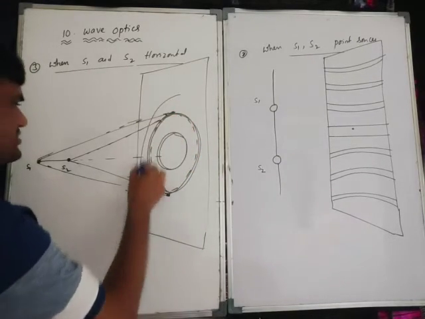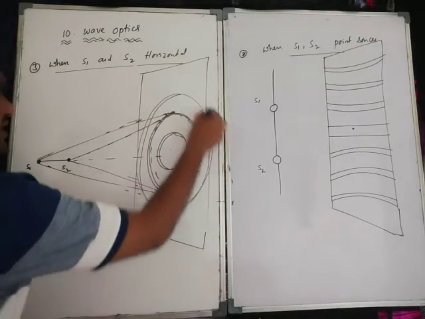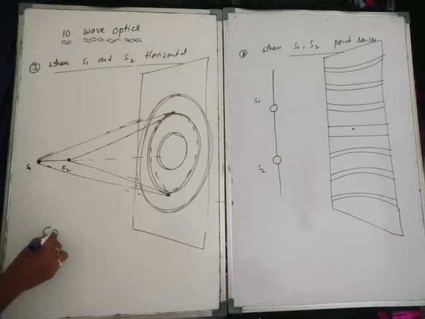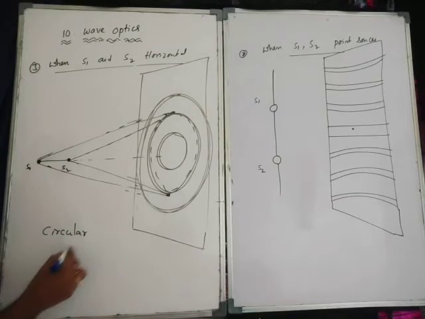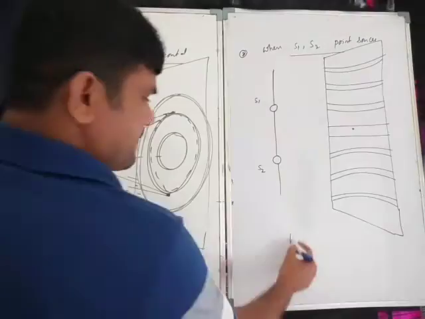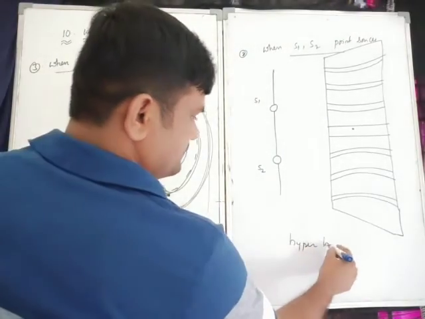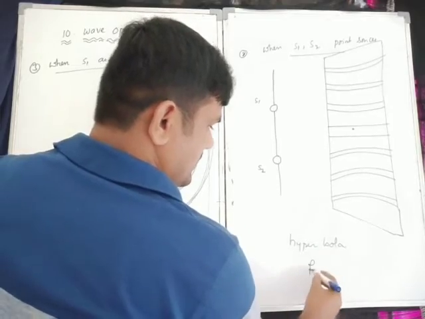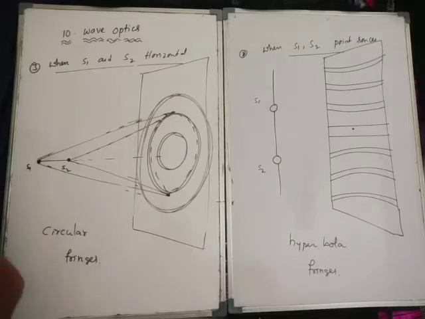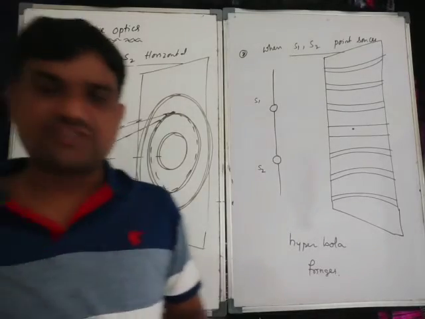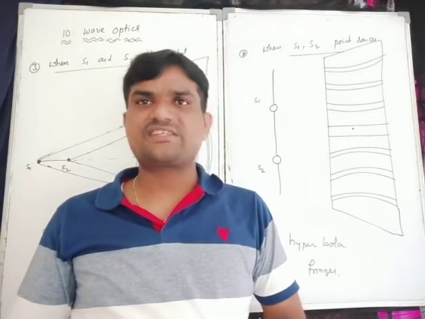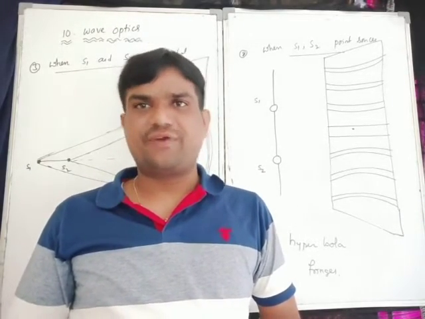Circular fringes, brighter and darker fringes, can form here. Hyperbola fringes can form. Alright, so this is the concept of Young's double slit experiment. Complete. Okay, so now we will discuss a very important concept, that is diffraction.